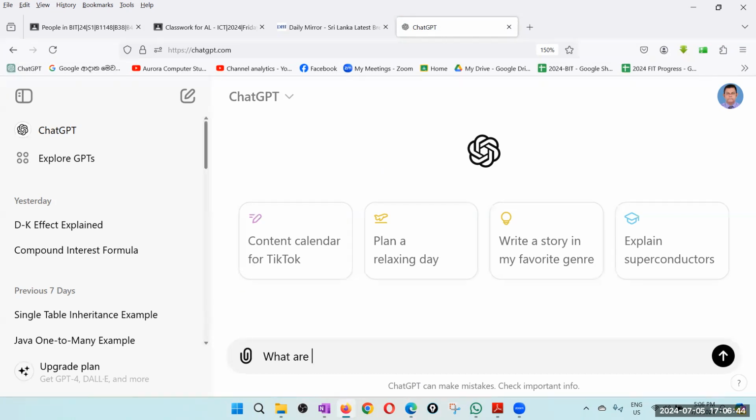Right. What are the famous application protocols that use UDP?